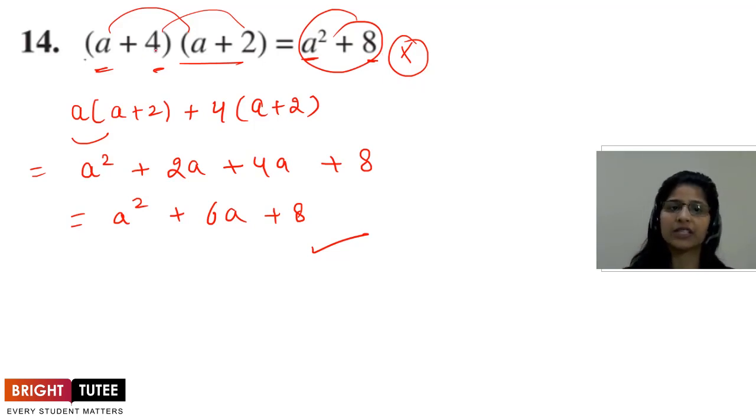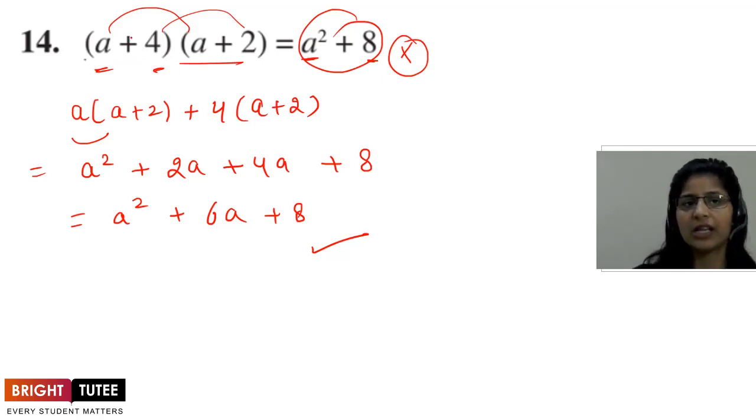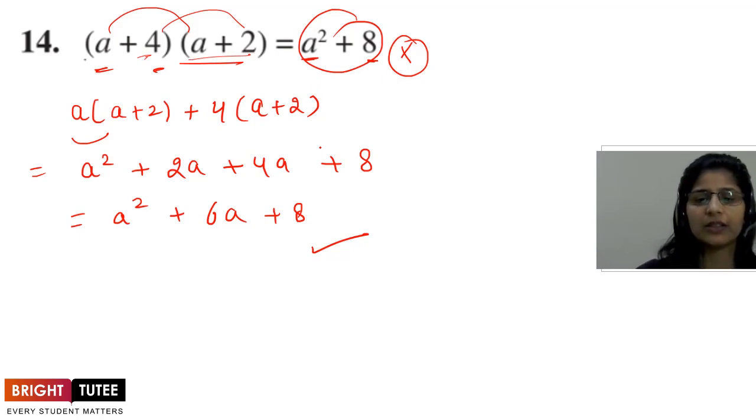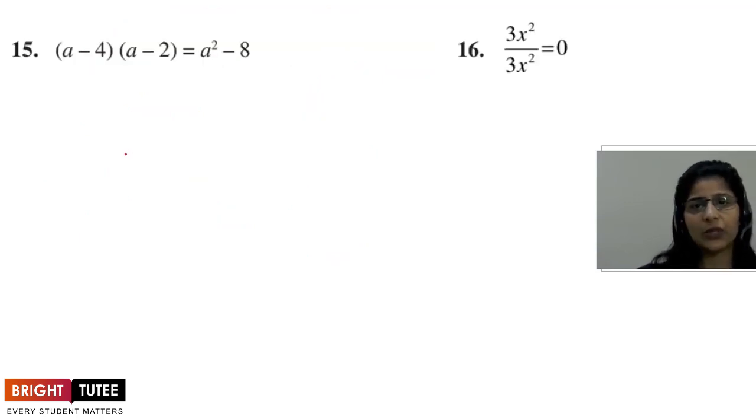That multiplying the first term with first and second with second, we never do that. Each term of one polynomial will get multiplied with each term of the second polynomial. Like a will get multiplied with a plus 2, 4 will get multiplied with a plus 2. Clear?